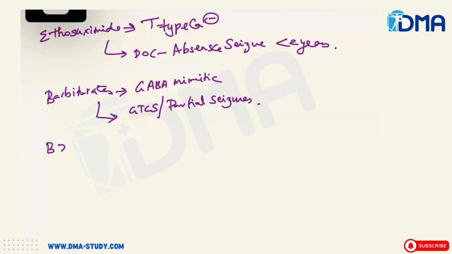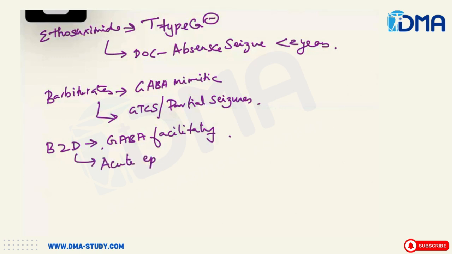Then benzodiazepines. Benzodiazepine has a GABA facilitatory action. It makes sure that the GABA goes and binds, and it is used in the treatment of acute episode of seizures. Then febrile seizures. So this is what is regarding the drugs for anti-epileptics.